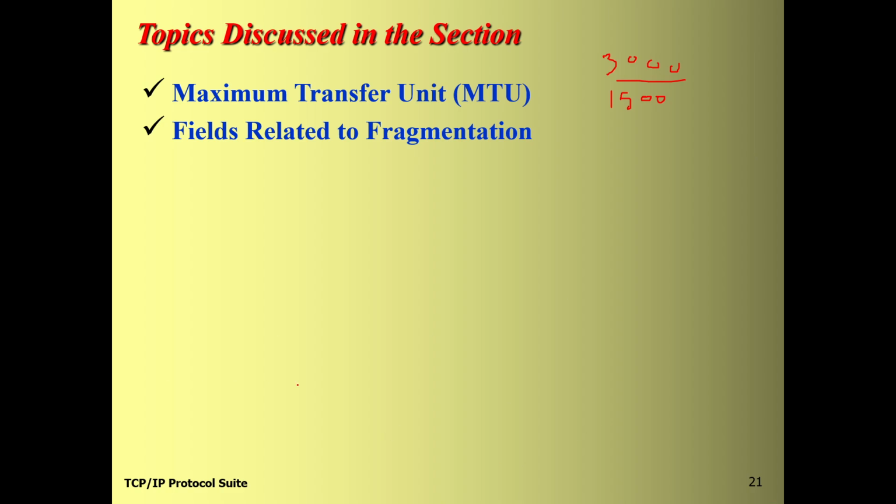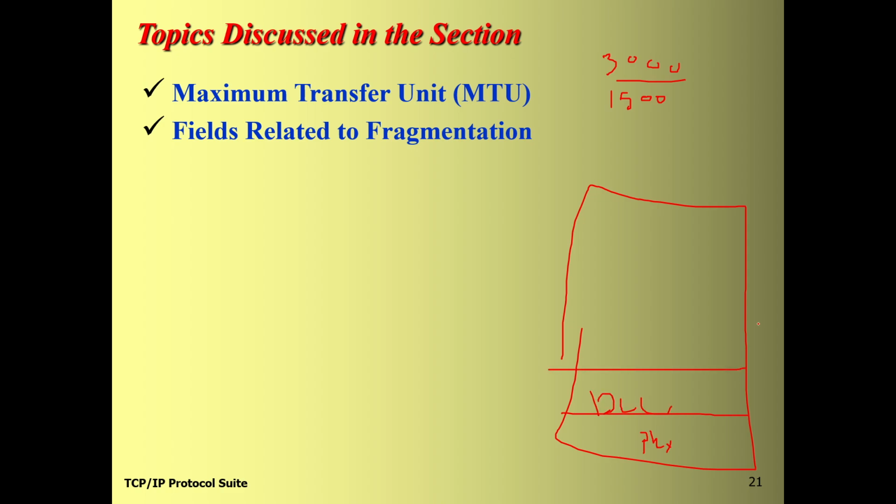Again, let me draw it in here. In here, for example, the physical layer, the data link layer, and in here we have the network layer, right? So let's say in this layer, the maximum frame is 1500. But I'm receiving a packet in here. What is the maximum size for this packet in here? How much?